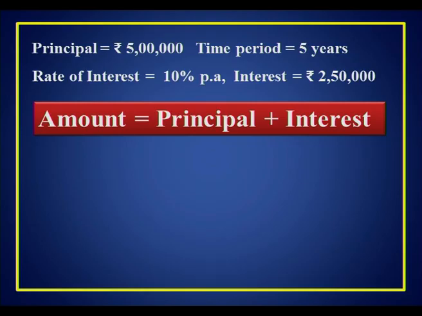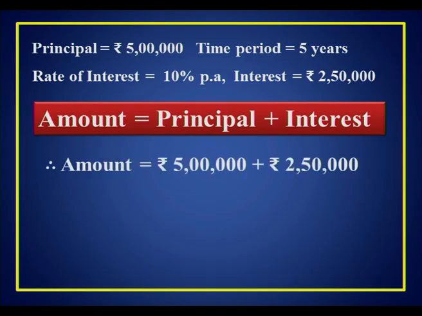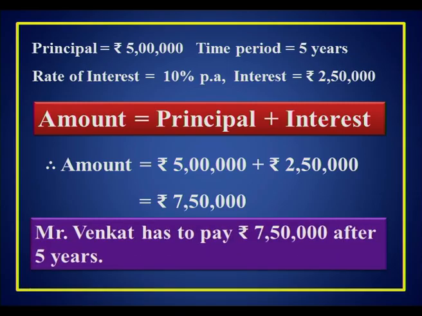Now, let us calculate the amount. Amount is given by principal plus interest. Let us substitute the value of principal and interest here, children. Principal is 5 lakh rupees and interest is 2,50,000 rupees, and adding these two, how much you get, children? Yes, we get 7,50,000 rupees. That means, Mr. Venkat has to pay 7,50,000 rupees after 5 years to the bank. I hope you understood the concept of finding the simple interest.